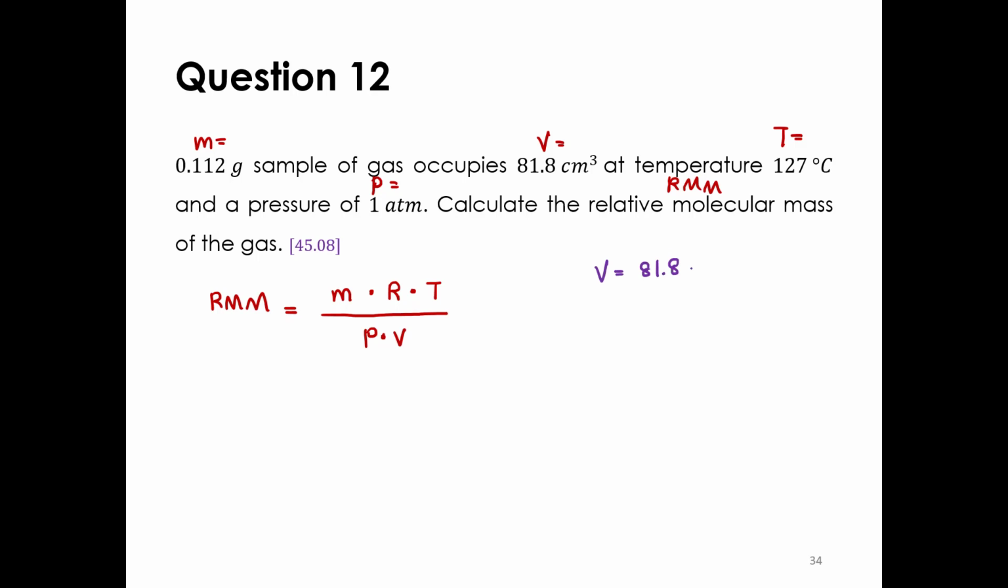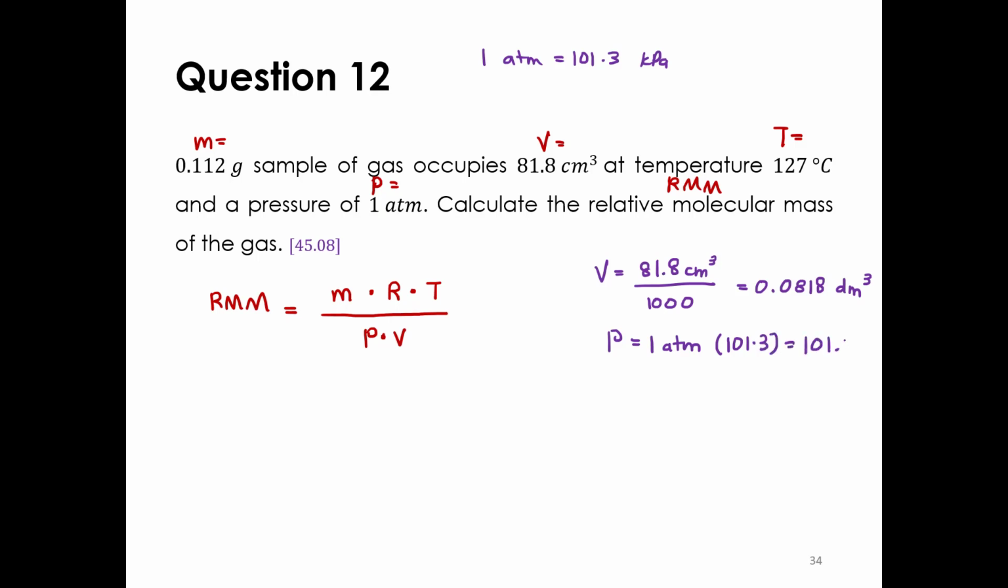Volume is 81.8 centimeter cube. I need to change to decimeter cube, so divide by 1000 and I will get 0.0818 decimeter cube. Next, pressure 1 atm. I need to convert to kilopascal, so 1 atm equals 101.3 kilopascal. As I mentioned, if you have been doing this many times, you will remember this. So 1 times 101.3 gives 101.3 kilopascal. And temperature: 127 degrees Celsius, you need to convert to Kelvin, so you add 273 and you will get 400 Kelvin.